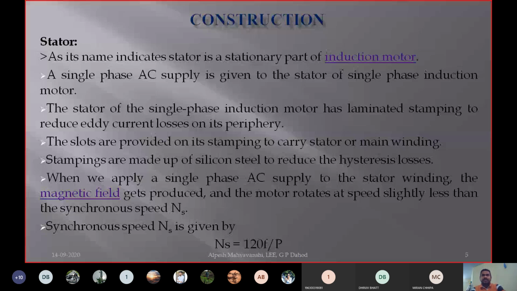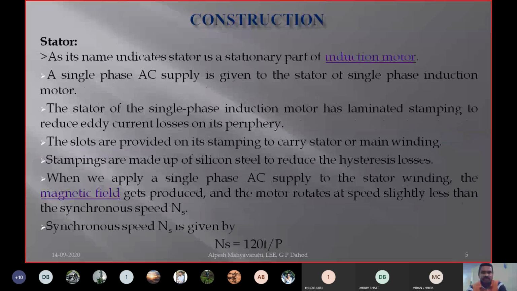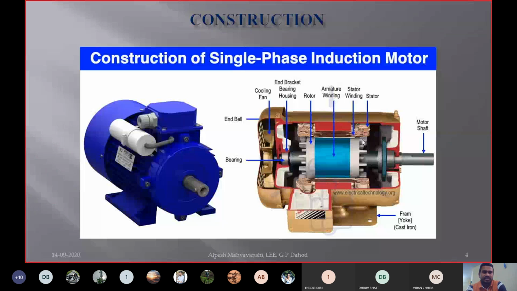Now the rotor construction. The construction of the rotor of a single phase induction motor is similar to a squirrel cage three phase induction motor. The rotor construction of a single phase induction motor looks like a three phase squirrel cage induction motor. If we see the construction figure, it looks like a three phase squirrel cage induction motor. So the rotor construction is the same.